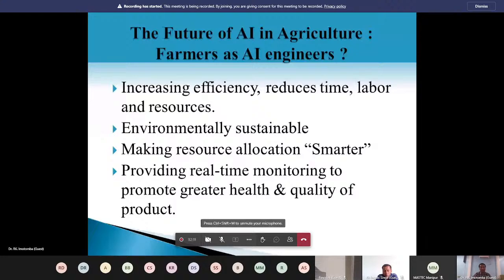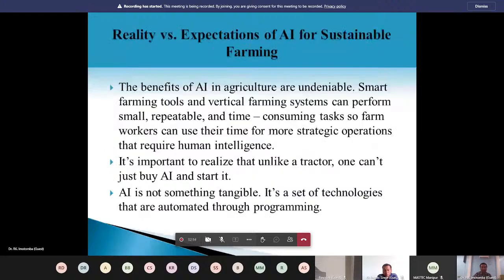Then expectation of AI for sustainable farming. The benefits of AI in agriculture are undeniable. Nowadays, we are using AI technology for production of different crops, for fertilizers, for spraying of pesticides, then nematicides, fungicides, and so on. So AI technologies are automatic and programming technologies which can be applied for the production of crops and in the farm sectors.